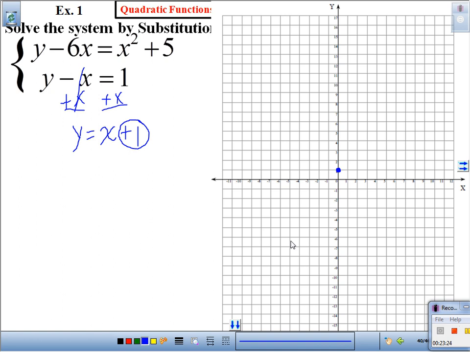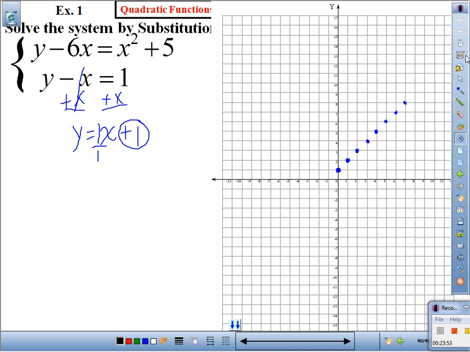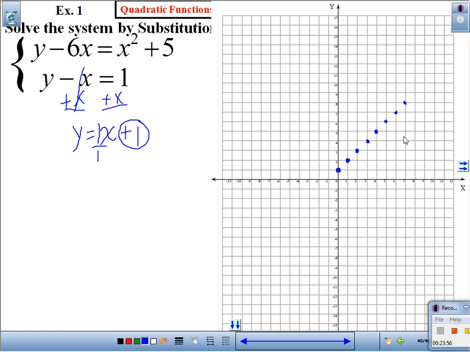What is my slope? 1 over 1. That means one step up, one to the right, plot your point, do it again. And once you graph your line, make sure you extend it so that it crosses the entire coordinate plane. All right, we're done with that one.